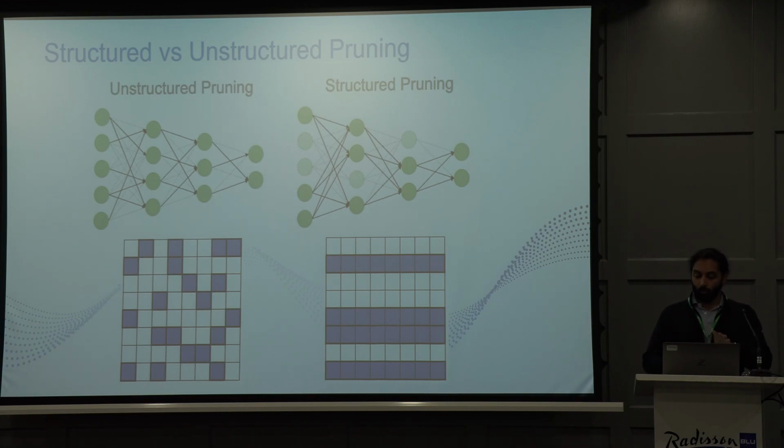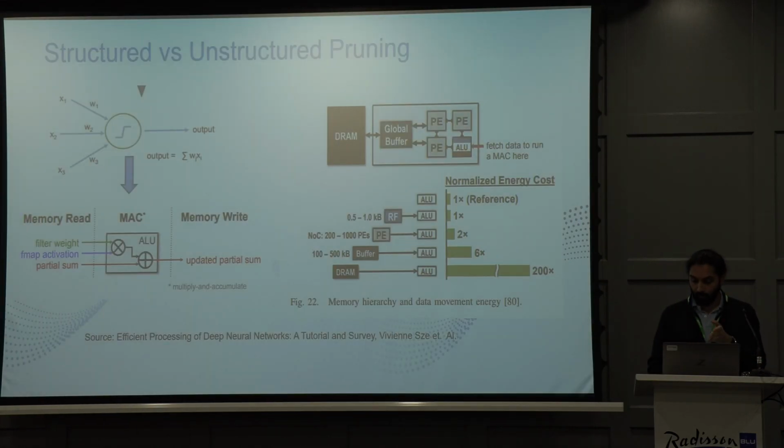So if you don't look at these MAC operations, the advantages of unstructured and structured pruning are sort of similar, because let's say I pruned 50% of the parameters in an unstructured way and 50% in a structured way. You can say that, okay, they have the same number of parameters, so you can store them in the same memory, but that's not true. And that goes back to this.